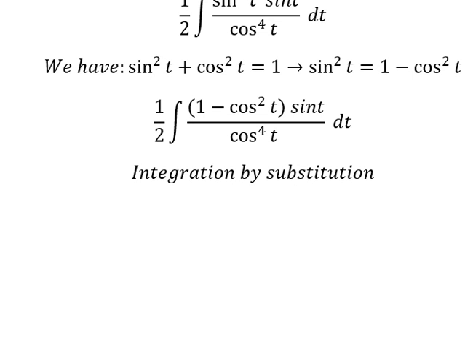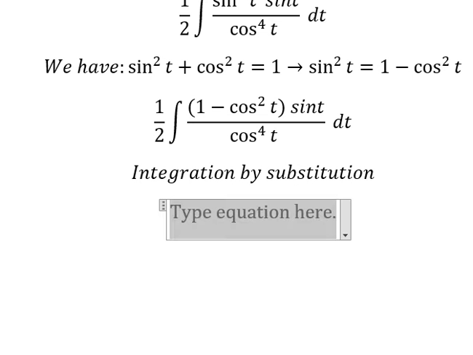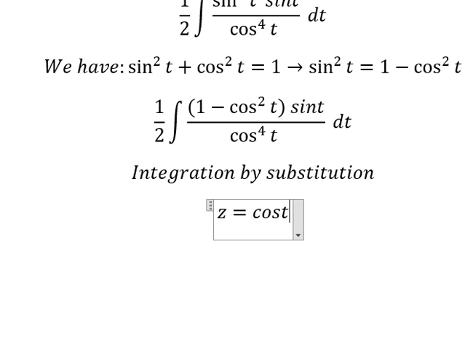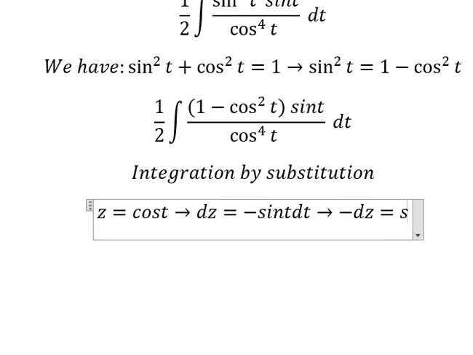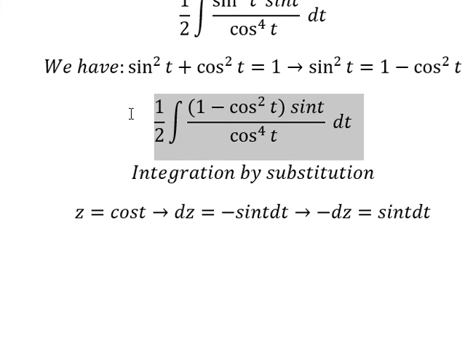So I will put z equals cosine t. Now we take the first derivative of both sides. And you get dz equals negative sine t dt. Because we don't have the negative sign in here, I will put the negative to the left. And we have sine t dt.